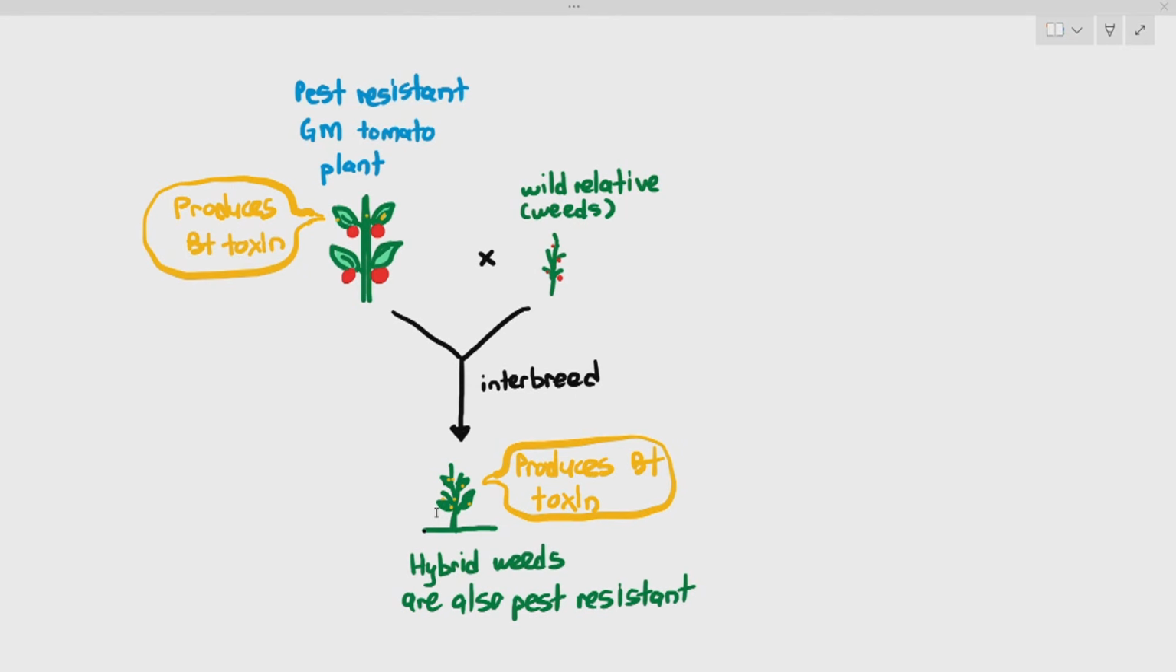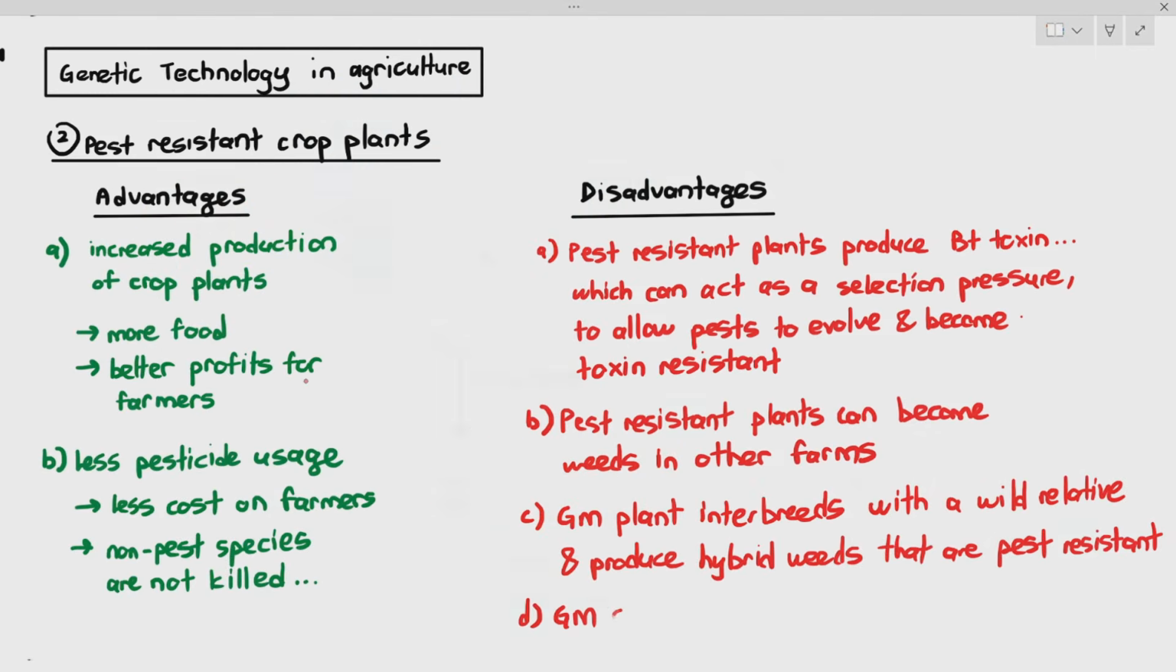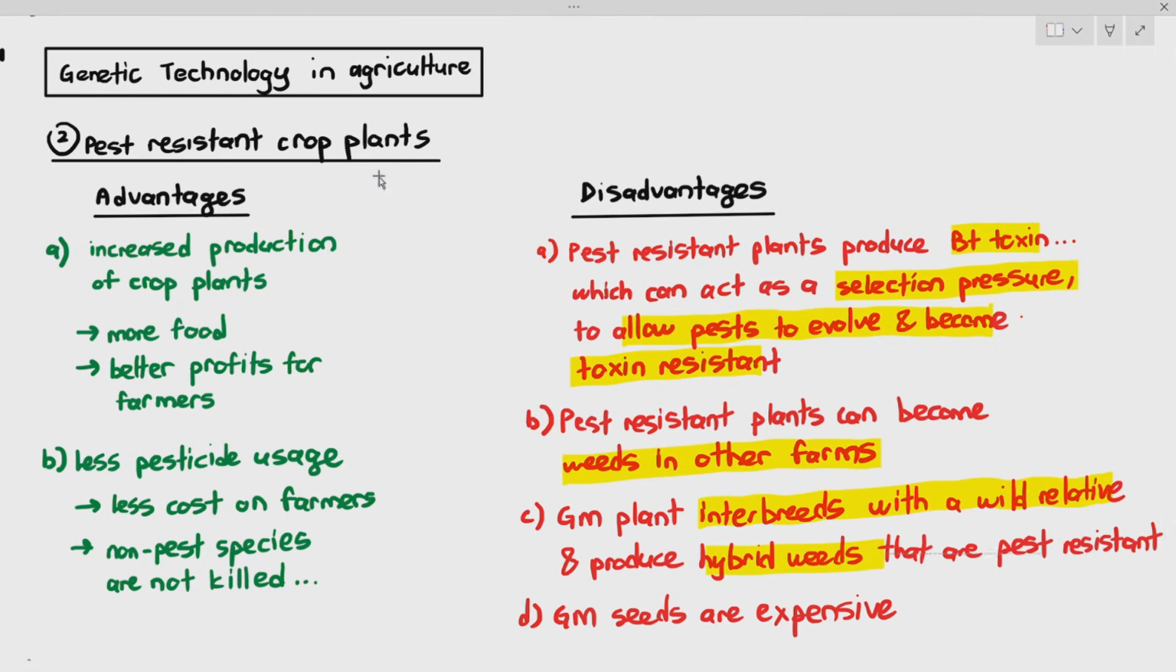Why is that a problem? The insects cannot remove the weeds by eating them anymore, and therefore you have a hybrid weed that is also pest resistant. So those weeds will also grow and thrive quite effectively. And number 4, I did mention genetically modified seeds are expensive for the same reason that I've mentioned earlier. So these are some of the ethics when it comes to the pest-resistant crop plants, the advantages and also the disadvantages.